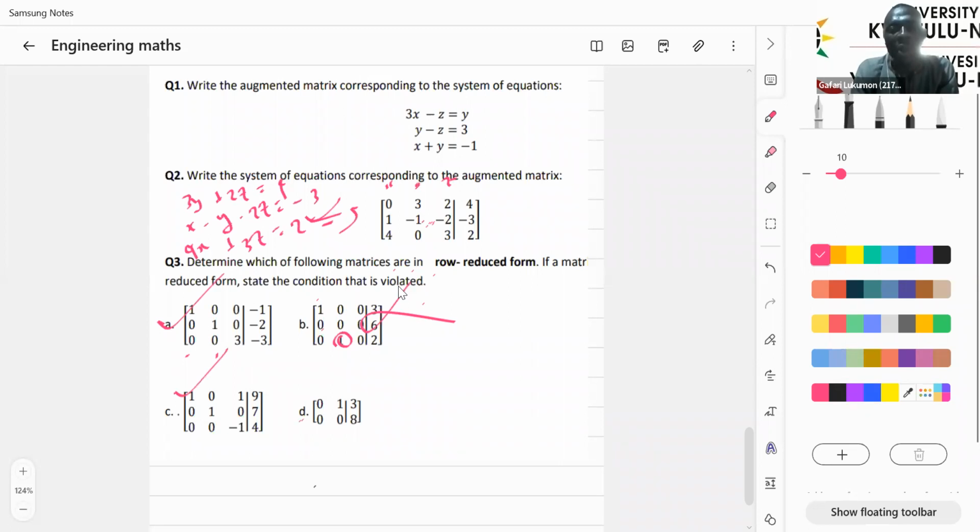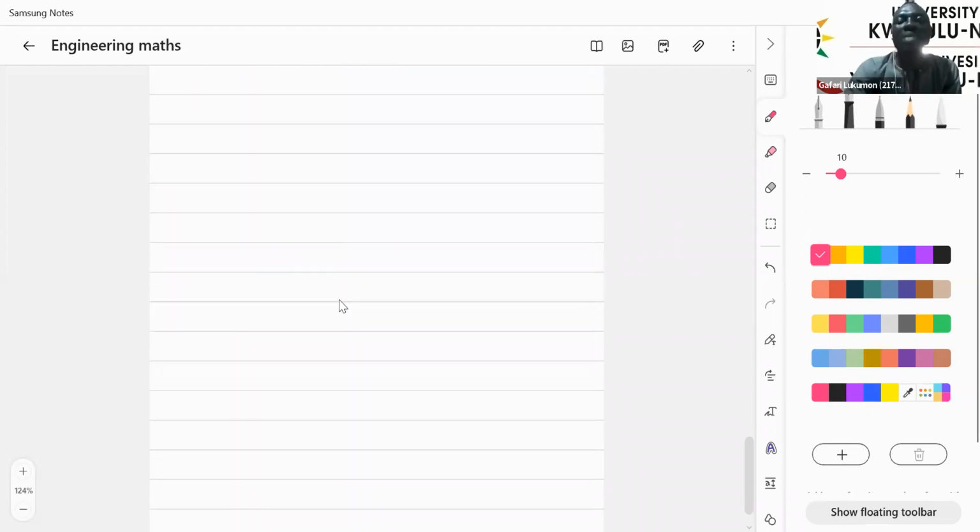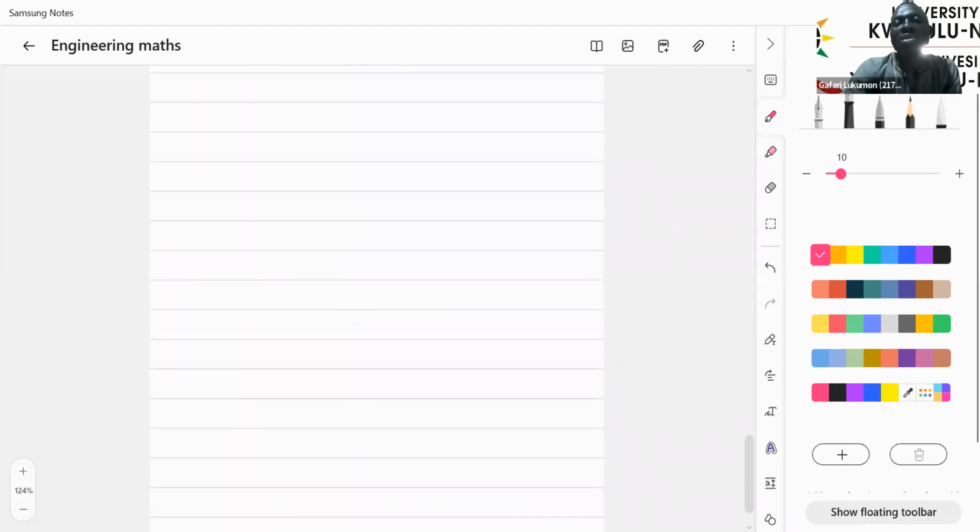Okay, guys, what about D? Anybody? What of the fourth one? It doesn't start with 1. So it doesn't start with 1, then it's not going to be in echelon form. So that is that. I hope you understand now. So that is that on row reduced echelon form.